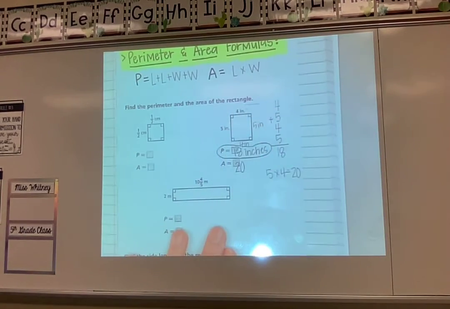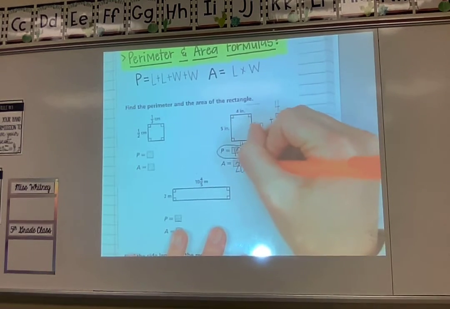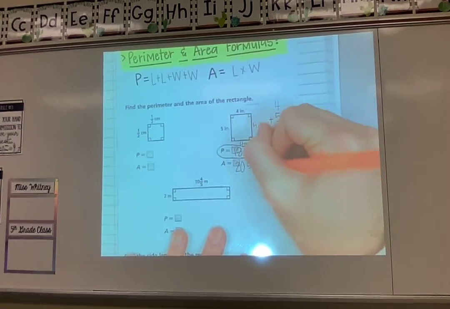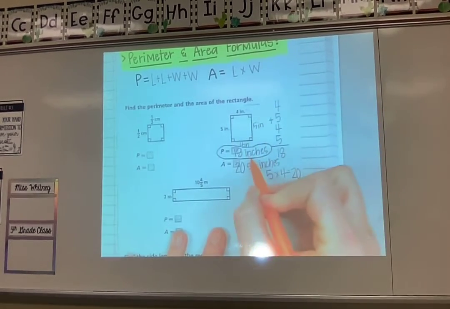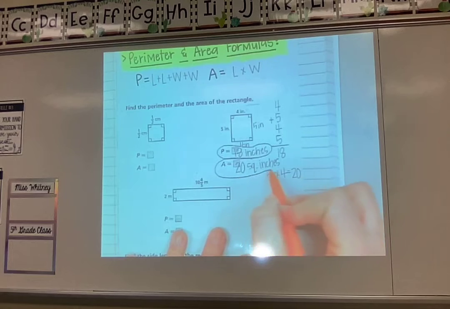And then remember, the label for area is a little bit special. We have to say square or SQ and then inches. We always use square and then whatever our label is when we're talking about the area.